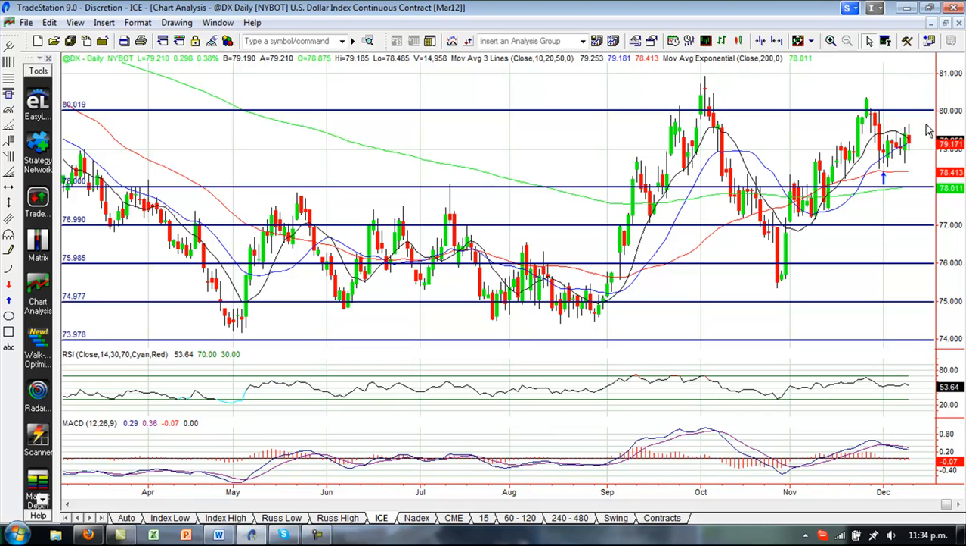Any break above 80 will be very bullish. Any break down below these lows firstly, but then a break down below 78, that will be very bearish indeed. And I'd look for, for example, a break below it, then a pullback to it, and then a move down.